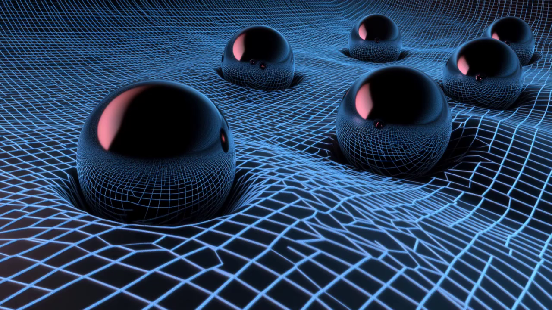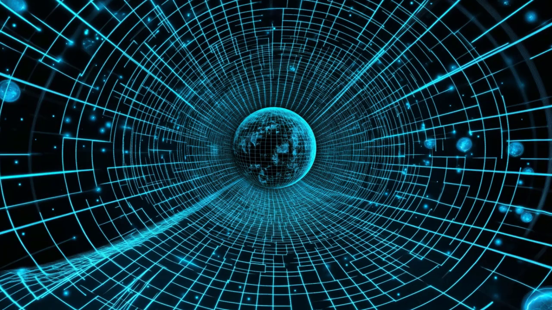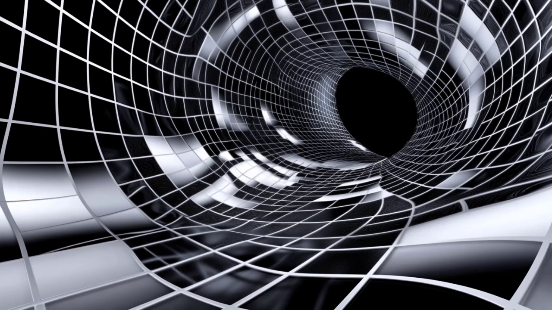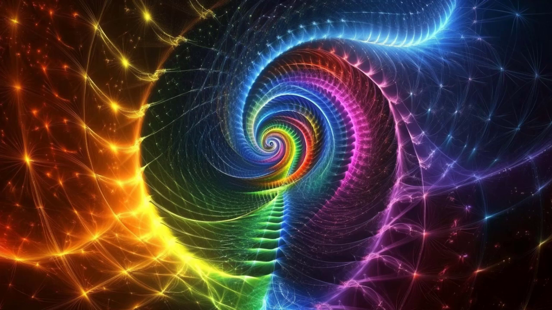Lorentz invariance, a cornerstone of relativity, ensures that the laws of physics are the same for all observers, regardless of their relative motion. CST respects Lorentz invariance by maintaining that the causal relationships between events remain unchanged under Lorentz transformations. This means that even though CST deals with discrete events, its predictions align with the continuous spacetime symmetries observed at macroscopic scales. Two observers moving relative to each other may disagree on the time interval between two events, but will always agree on their causal order, which event came first.